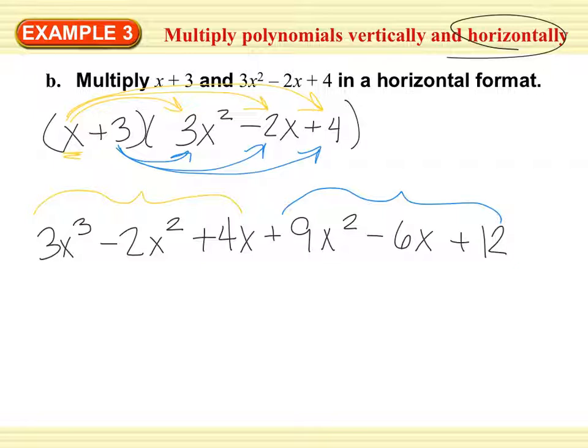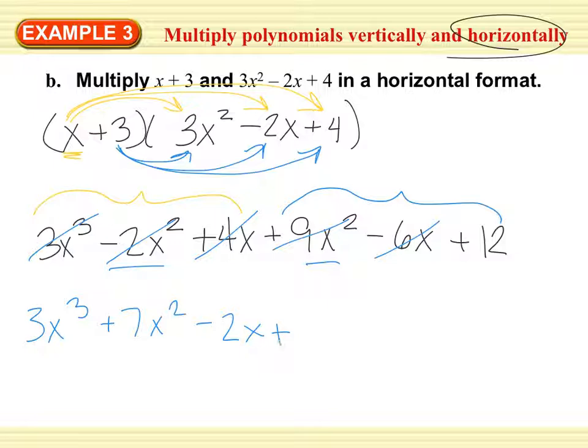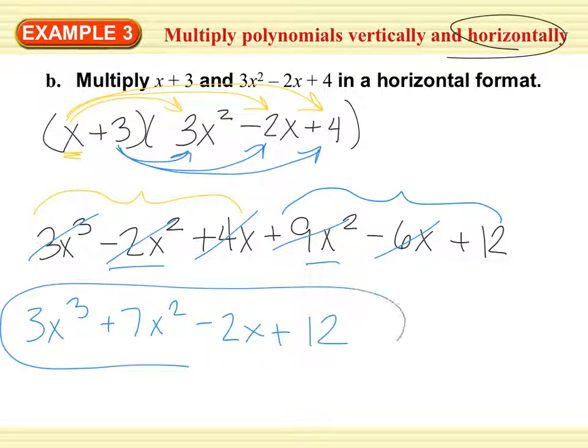Now I have to collect like terms. So I only have 1x cubed, x squared, nope, x squared gives me 9 plus negative 2, 7x squared, positive 4, negative 6, negative 2x, and a 12. So I have my final answer.